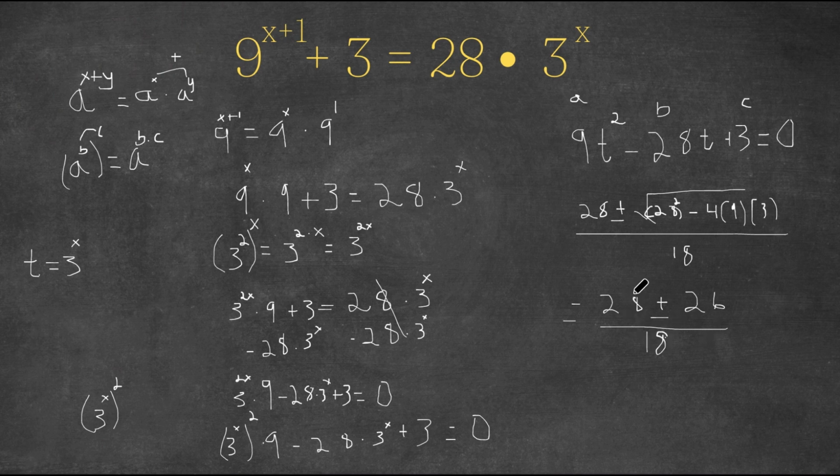Now our first equation is 28 minus 26 over 18. And 28 minus 26 is 2. So we have 2 over 18. And this is equal to 1 over 9. So this is our first value of t, 1 over 9.